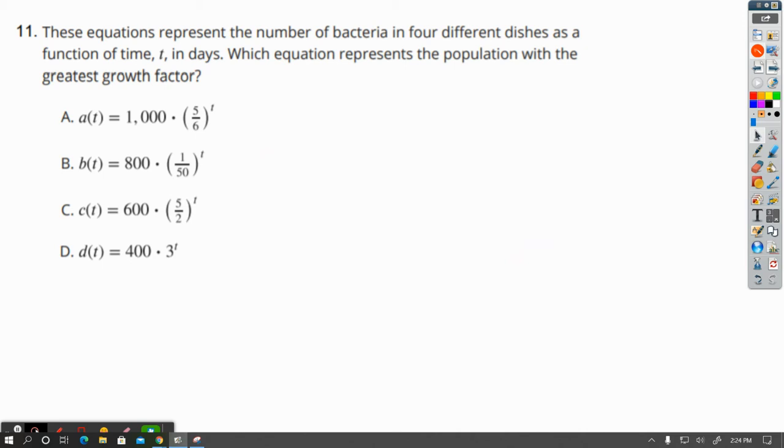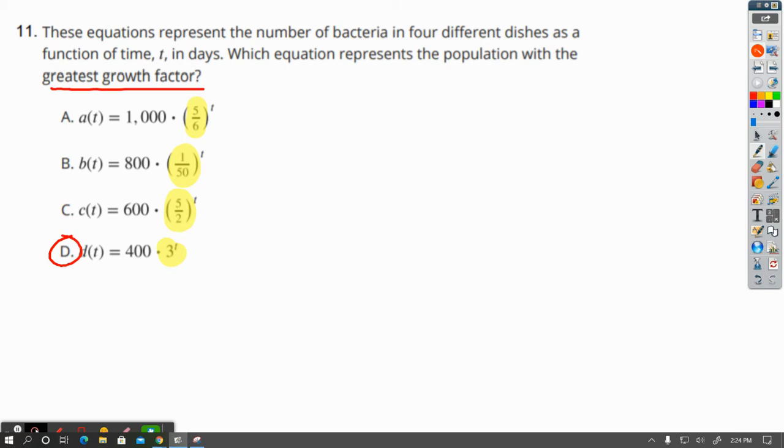All right, number 11, these equations represent the number of bacteria in 4 dishes as a function of time in days. Which equation represents the population with the greatest growth factor? So we're looking for the largest growth factor. So that tells us that we're looking for the number that is being raised to a power. So it's either 5/6, 1/50th, 5/2, or 3. And so out of all of those numbers, the largest value is 3.